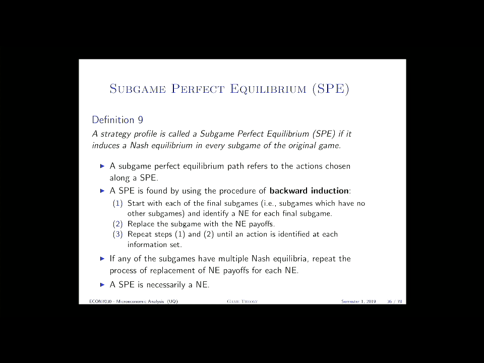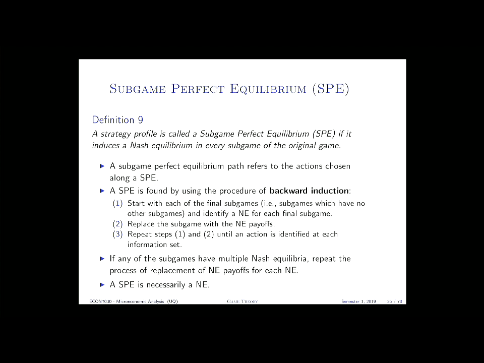A strategy profile is called subgame perfect equilibrium, or SPE, if it induces a Nash equilibrium in every subgame of the original game. Okay? So now, if you have 3 subgames, if there is a Nash equilibrium in all 3 of them, that would be a subgame perfect equilibrium. So if it is a Nash equilibrium only for 2, that cannot be an SPE.